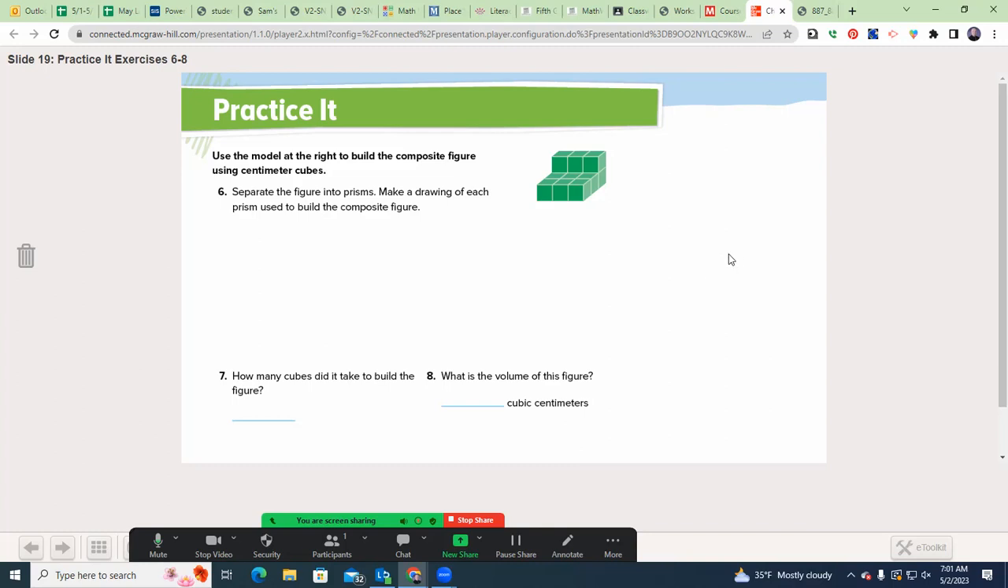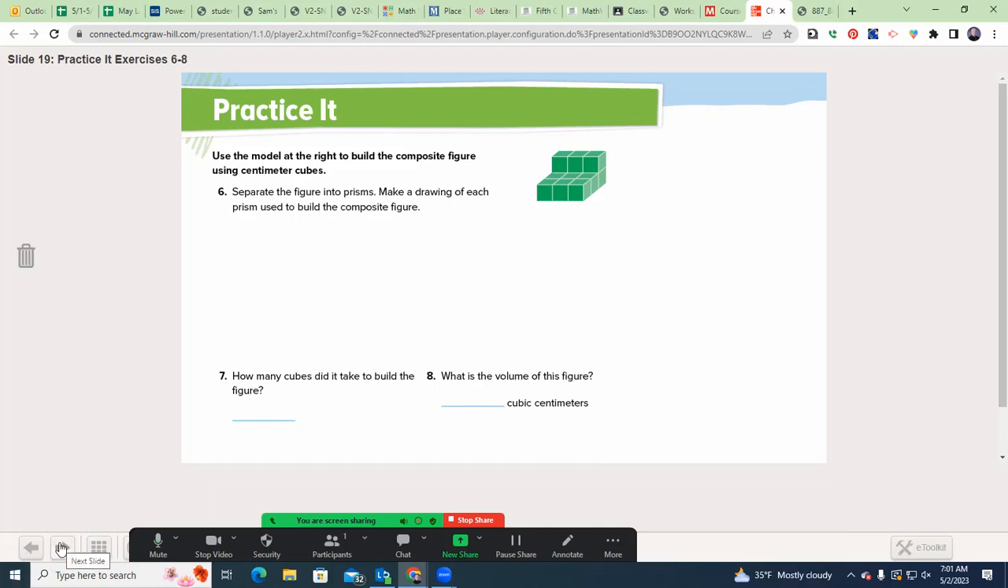All right, it says use the model at the right to build the composite figure using centimeter cubes. So separate the figure into prisms, make a drawing of each prism to build the composite figure. So you can kind of draw it out on there. And then how many cubes and what is the volume? Remember the relationship for how many cubes to the volume. All right, you may pause the video now.